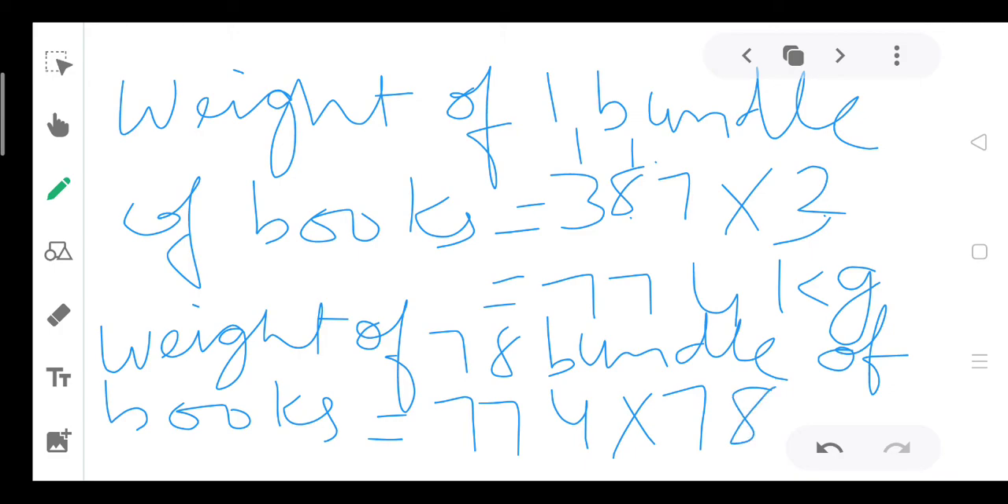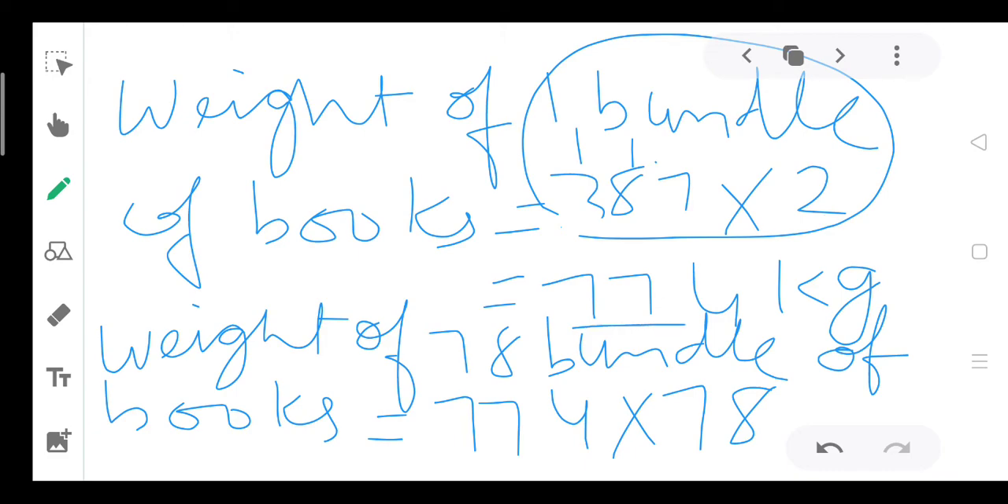Here, children, because books were given but the answer should not come in books. They are asking what the weight of the books is. One book's weight was given, it is 2 kg, and in one bundle how many books are there? 387. So firstly we found the weight of one bundle of books, that is 774, and then we have to find out this for 78 bundles. So we will multiply it by 78. So here we will do 774 multiplied by 78 bundles.